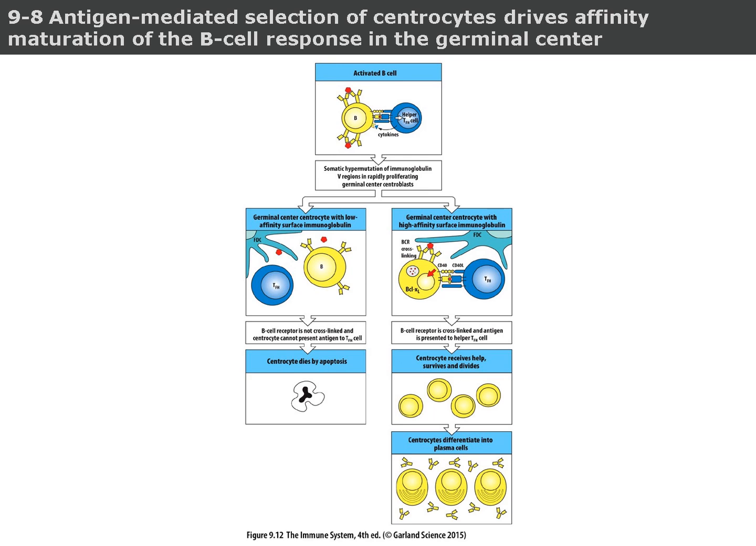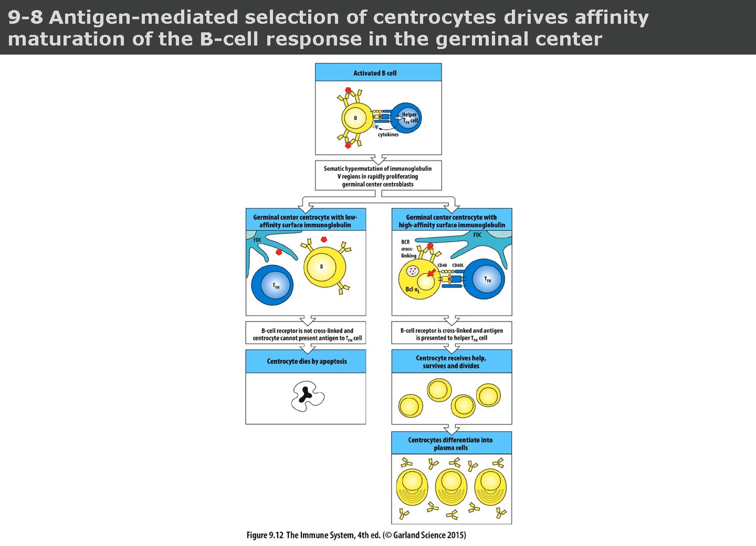On the right, a centrocyte with high affinity surface immunoglobulin successfully binds antigen. This antigen is processed and presented on MHC class II to a TFH cell. If the interaction is strong and CD40-CD40L signaling occurs, the centrocyte receives help in the form of cytokines and survival signals, such as BCL-XL.